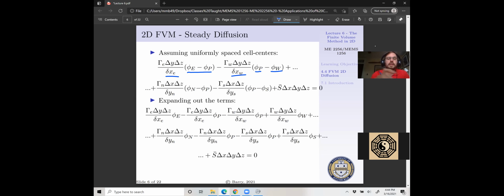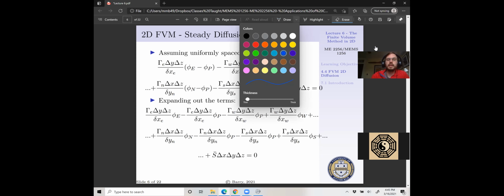And recall they're going to be respectively multiplied by the diffusivity at the interface between our east and cell center and our cell center and our west cell. And we also have this multiplication, delta y delta z, delta y delta z, that came from integrating over our control volume. So that would represent those first two terms of the expression on the previous page. And we can do the same for our remaining two terms.